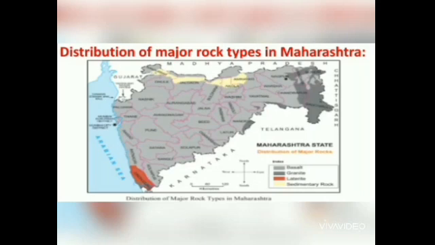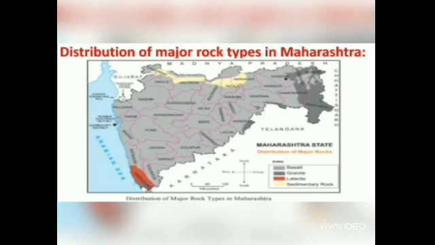Figure 7.5 on page 43 shows you the distribution of major rocks in Maharashtra. You can see the basalt rock formed out of the volcanic eruption has spread over a vast region of our state. If you observe the map, basalt is in grey, granite is in dark grey, laterite is in brown, and sedimentary rock is in yellow. So you can see the expanse of the basalt rock is vast.